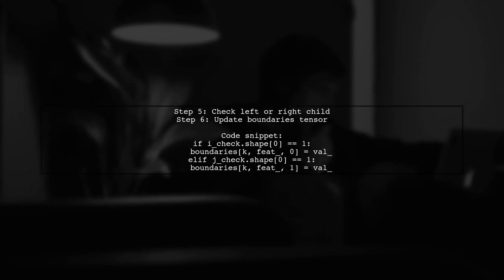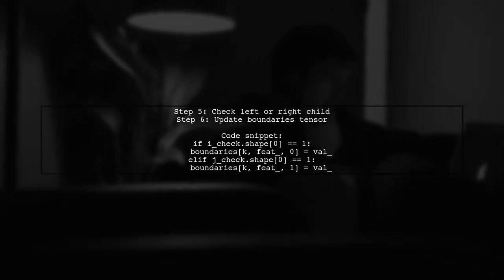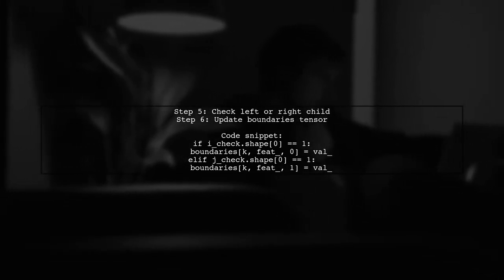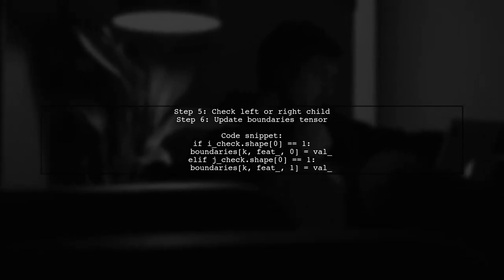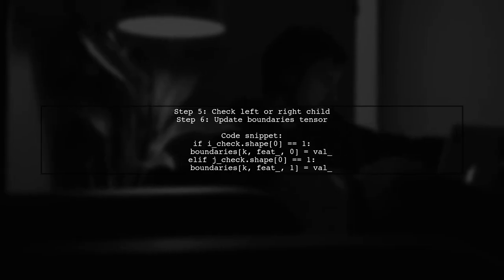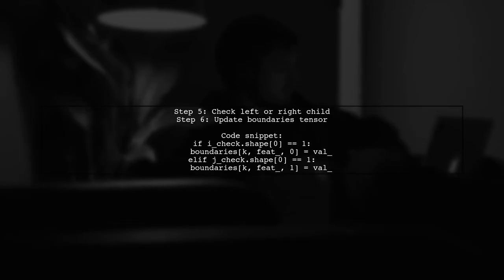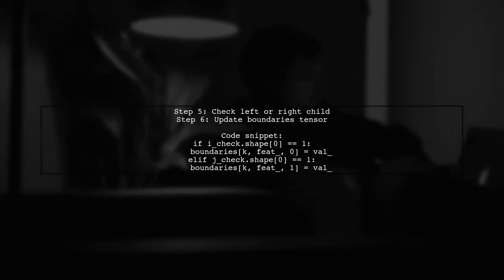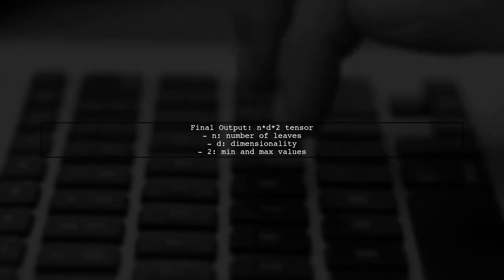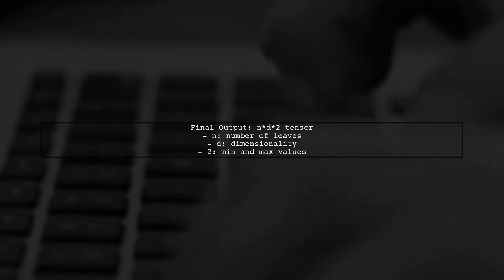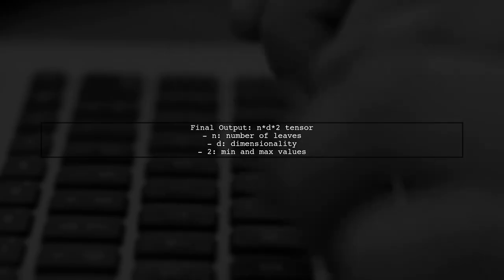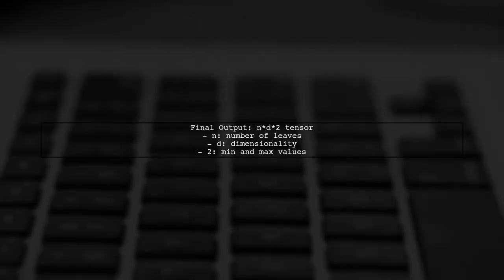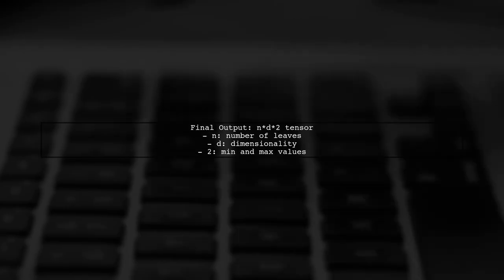In the loop, check if the current index corresponds to a left or right child. Update the boundaries tensor with the minimum and maximum values based on the splits found. This method effectively builds a tensor that captures the decision boundaries for each leaf in the tree, allowing for a comprehensive understanding of the model's decision-making process.